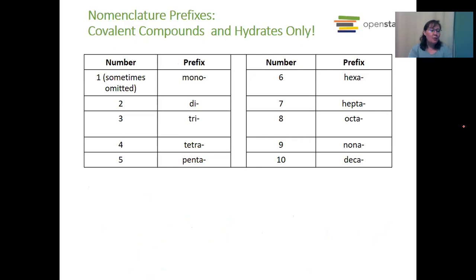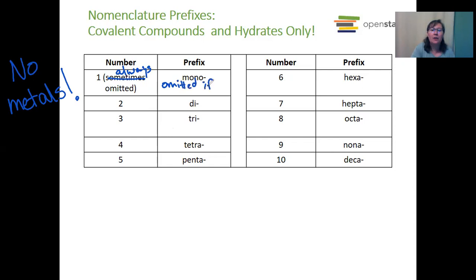Okay, so now let's take a look at what happens when we have molecular compounds. So remember that a molecular compound contains no metals. Okay, and the one is sometimes omitted, usually if it comes first. Sorry, the number is always omitted in the formula, but mono is omitted. So we're just going to change this to always omitted if first.